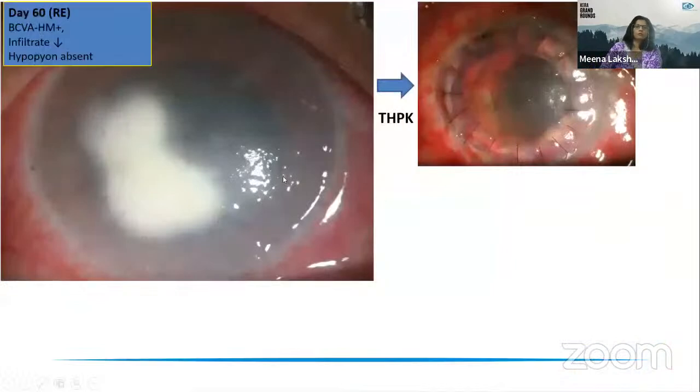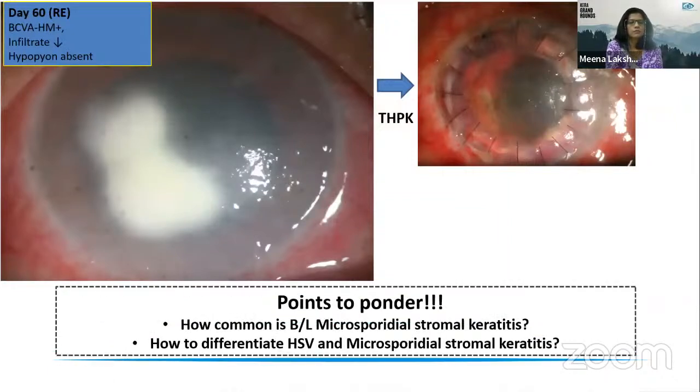So this is the day 60 picture where he was advised a therapeutic PK. So the points to ponder here are how common is microsporidial bilateral stromal keratitis and how to differentiate it from HSV.